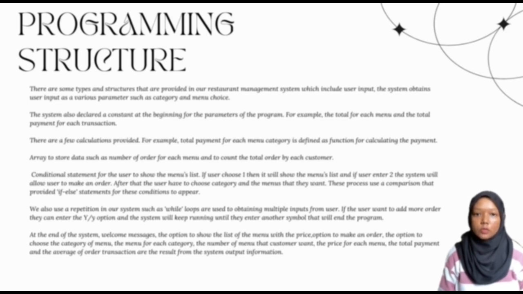After that, the user has to choose category and the menus that they want. This process uses a comparison that provides an if statement for this condition to appear. We also use a repetition in our system, such as while loops are used to obtain multiple inputs from the user.